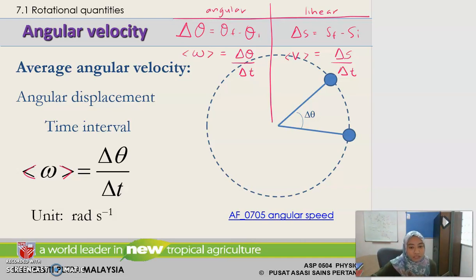The unit is radians. Remember, your delta theta is in radians. That was the SI unit. If it is in degrees, you need to convert it to radians. And your delta t is obviously in seconds. So your average angular velocity is radians per second. This is your unit. Okay?